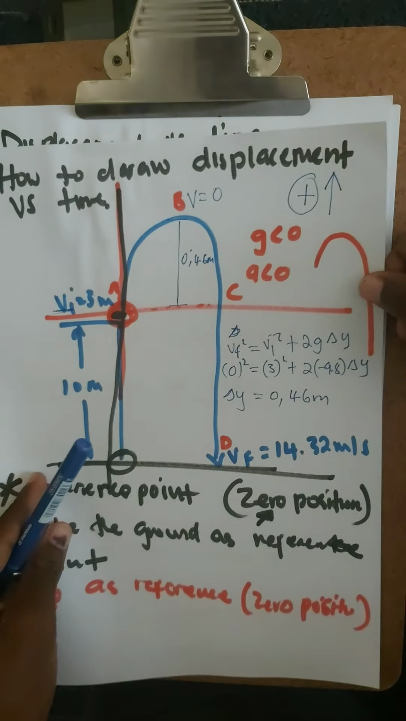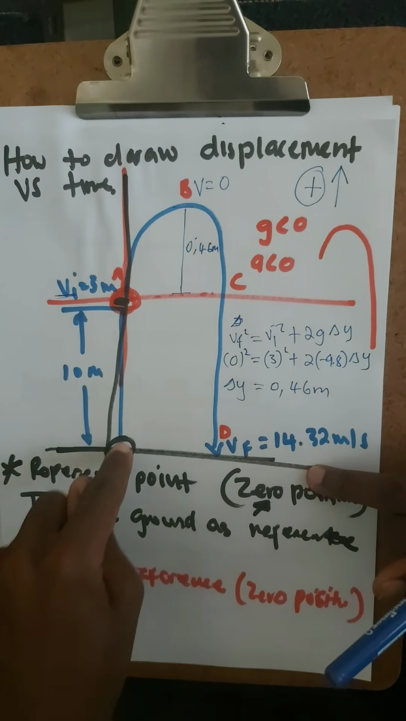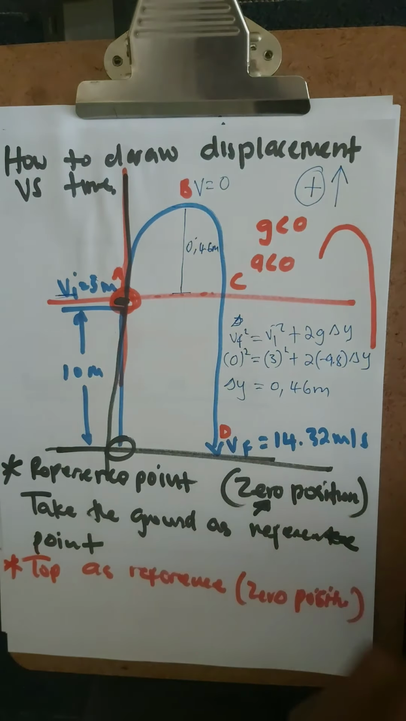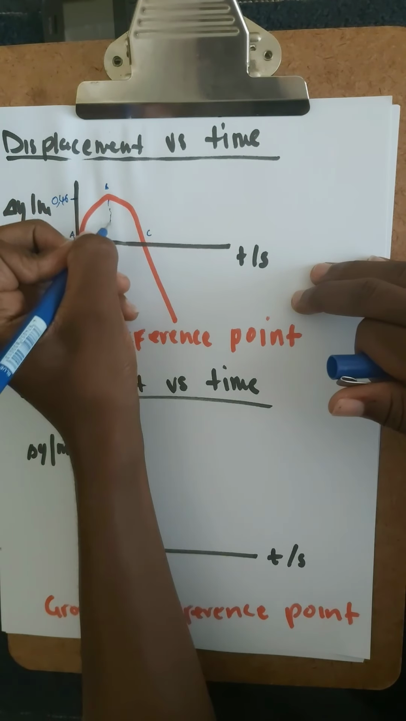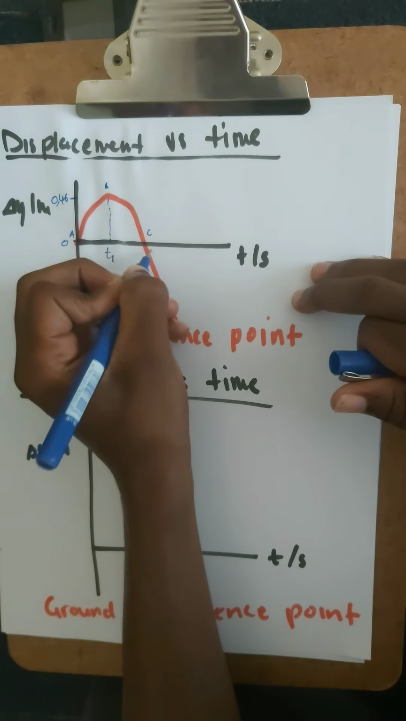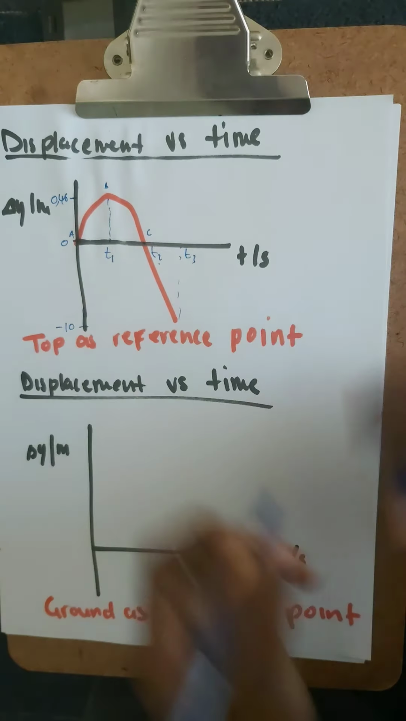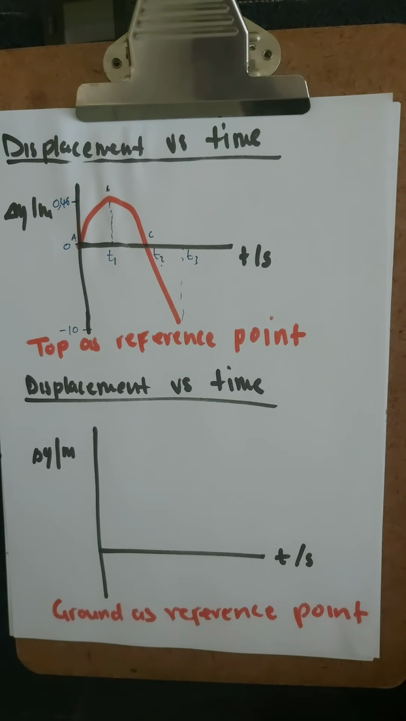Okay, then we go back to the graph. When we're taking the ground as a reference point, it means we are observing the motion from the ground. So here we observe this thing from the ground. And then, another thing, guys, the time. You can also find the time T1 here, then another time T2, and then this is going to be our T3. You can calculate those times. You must know how to calculate those times.